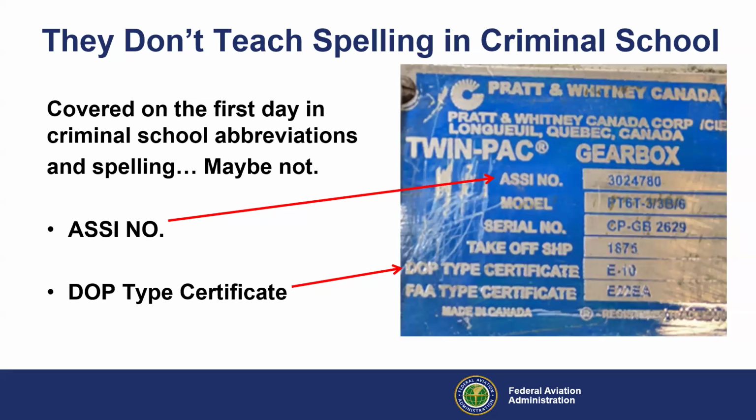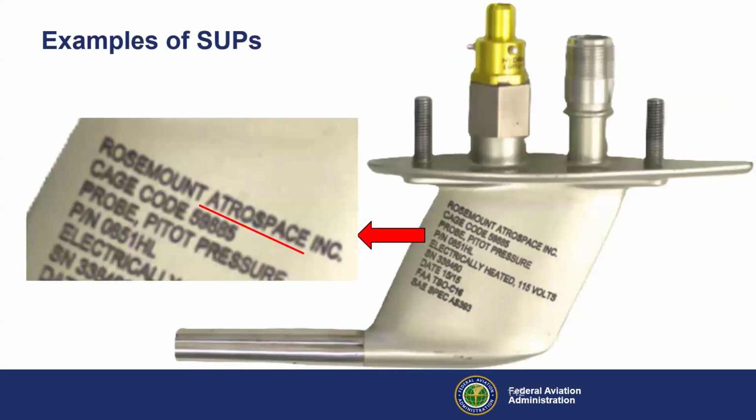covered on the first day in criminal school is abbreviations and spelling. Well, maybe not, because their abbreviation for assembly is ASSI, and they have a DOP type certificate instead of a DOT. So look for misspellings and attachment on these placards and labels.